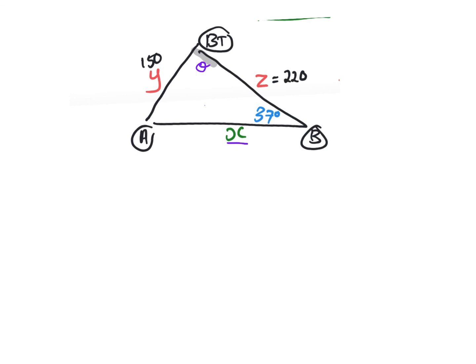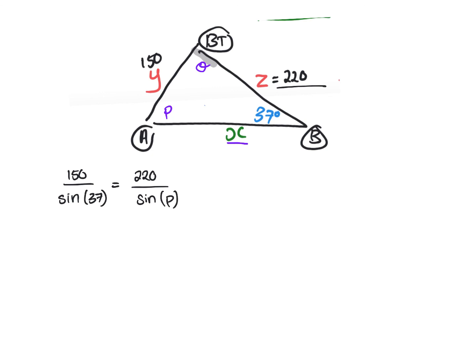I'll find this one. I've got to call it a different letter. I'll just call it P. I'm going to find P and I'm going to use the sine rule. So if you remember the sine rule, I've got both of the B's, so I'm going to use 150 over sine 37 equals, and because I've got this side, that's the one I'm going to use. So I'm going to use 220 over sine, and I'm going to try and find P.